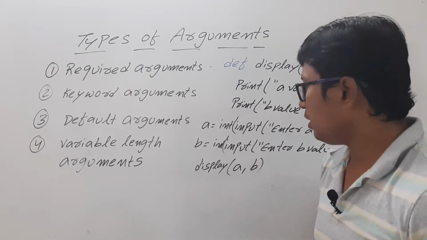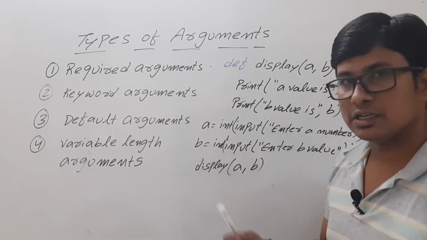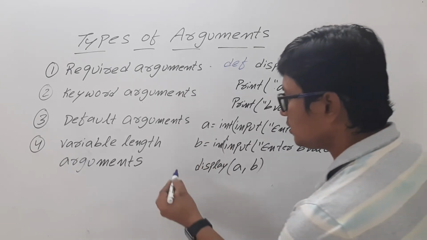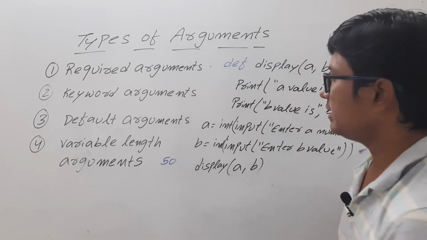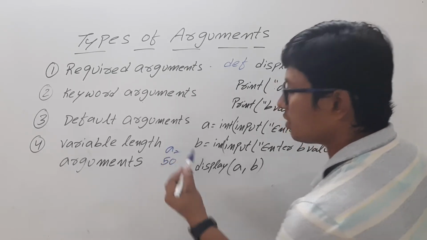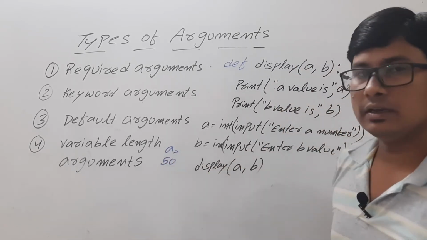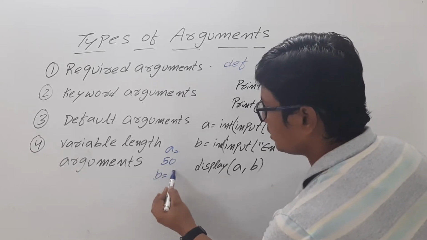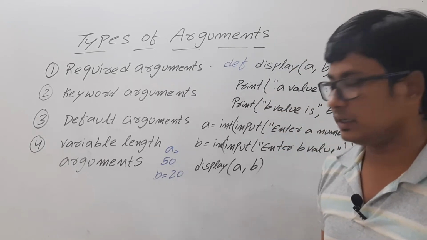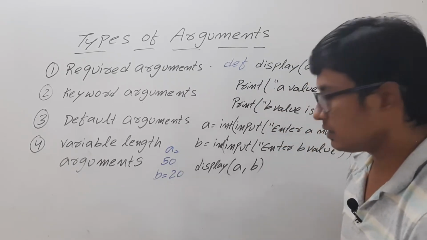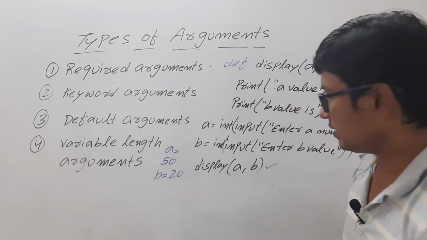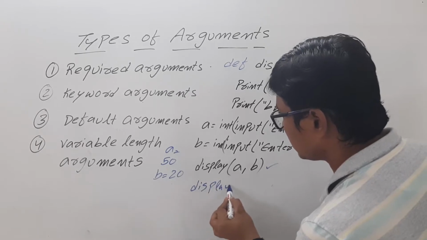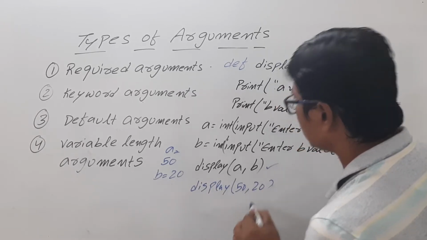Is it clear? Now look here. Once the user has executed this program, it will ask to enter the number. Let's take that the user has entered the value 50. Then a will hold the value 50, and again it will display enter b value. Now the user has entered the value 20, then b will hold the value 20. Now I am calling the function called display with the a value and b value. So it will call the display function with the values 50 and 20.